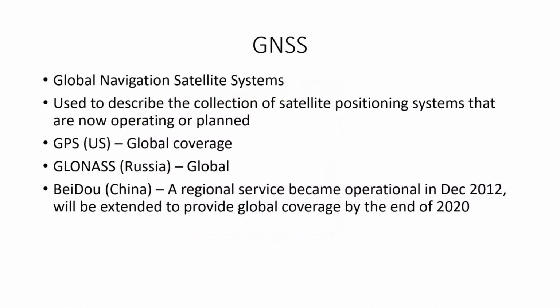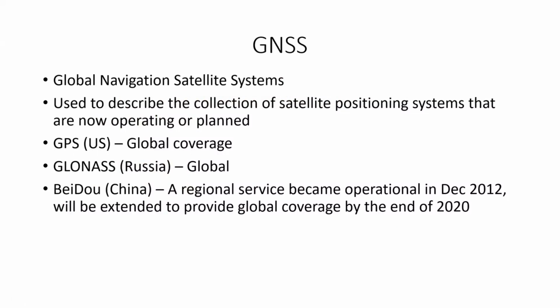Just a small introduction about GNSS. GNSS stands for Global Navigation Satellite Systems. There are many constellations. A constellation is a group of satellites. Out of these, there is GPS, which was launched by the US. Along with GPS, there are other constellations called GLONASS and BeiDou, and Galileo from Europe. So these are the different navigation systems.